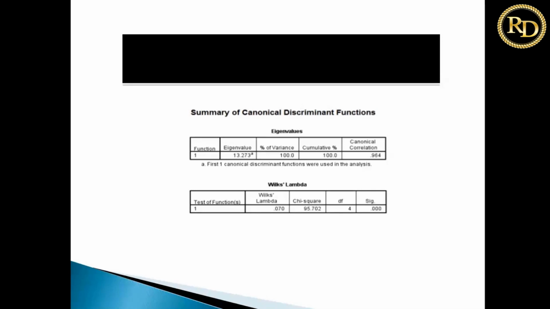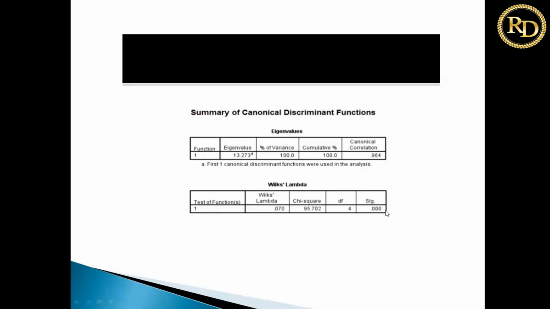We can generate many discriminant functions. The eigenvalue is 13.2 for overall fit, and the canonical correlation is 0.96, a good correlation, 96% positive. It means there is a high multiple correlation between the discriminant function z and the independent variables x1, x2, x3, x4.